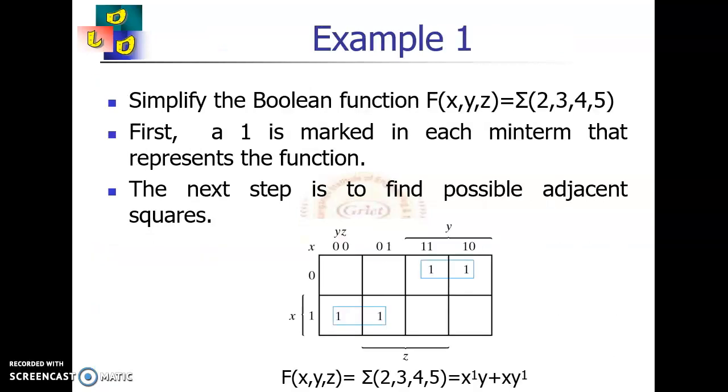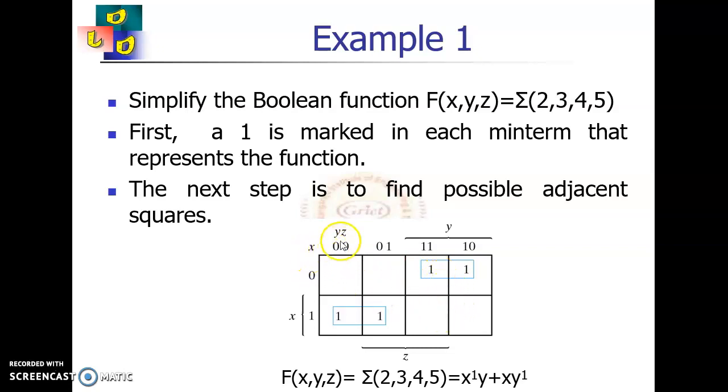Let's see an example for minimizing the Boolean function, then you can understand easily. See here, the given function is f of x y z is equal to sigma 2, 3, 4, 5. The representation here is sigma. Whenever it is sigma, this is called sum of minterms. First draw a Karnaugh map. After seeing the number of variables, we need a 3 variable map. Given variables are x, y and z. By looking at the function, we require a 3 variable map to simplify or minimize it.